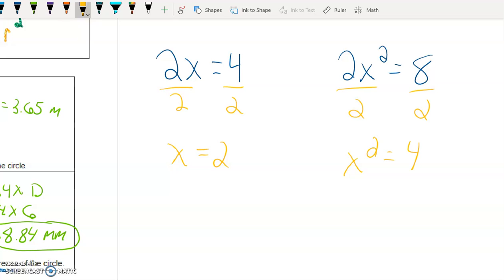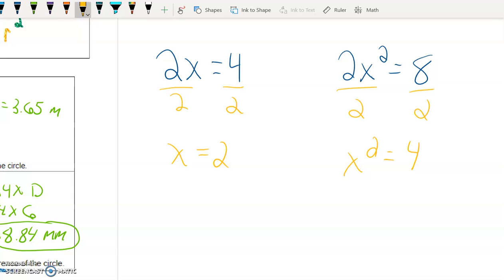But now here's where it differs from the previous problem. I have an x squared. How would I get rid of that x squared? Think to yourself, what's the opposite of x squared? You can't really divide it by 2, because dividing by 2 is if I had a coefficient, a number out in front. This is an exponent. How do I get rid of an exponent? What's the opposite of an exponent?